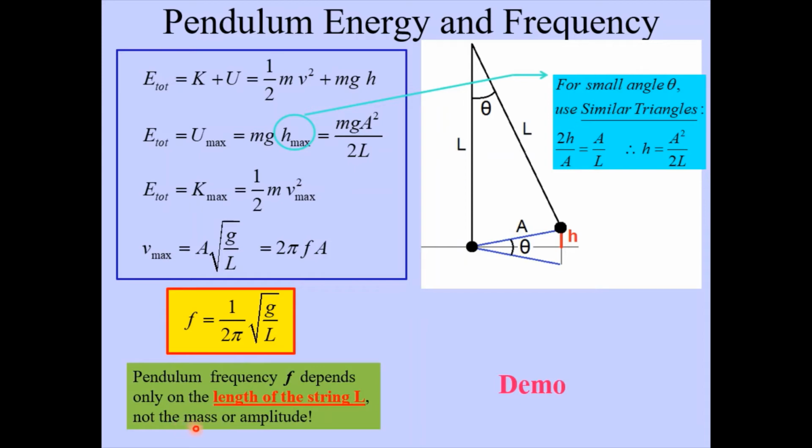Notice that the mass, m, which we see in these equations up here, disappears. It cancels out. There's no m in this equation. So the frequency of the pendulum is independent of mass and also the amplitude. Remember, here's the A here, here's an A here, and here's an A. The A's cancel out as well. There's no amplitude in here. So the pendulum only depends on the length of the string, not on the mass or the amplitude. This will become very clear when you watch the demo coming up now.